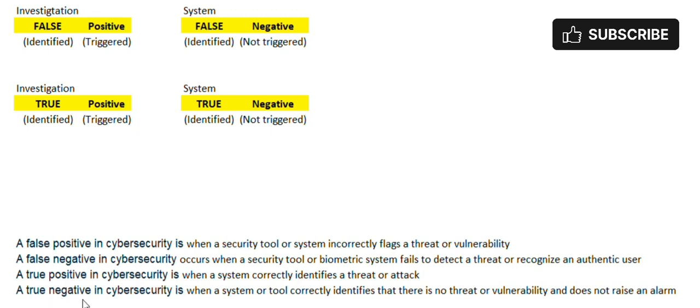A true negative in cybersecurity is when a system or tool correctly identifies that there is no threat or vulnerability and does not raise an alarm. So the system is not triggering any alert, because the activity which happened is not suspicious. This is the proper identification detected by the system. In this case definitely the alert will not trigger, and here also we do not need to do any fine tuning.